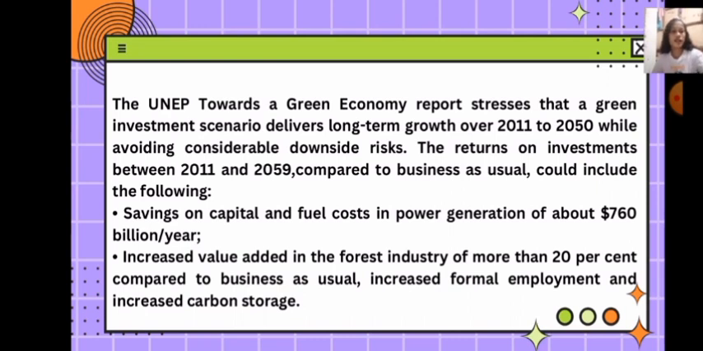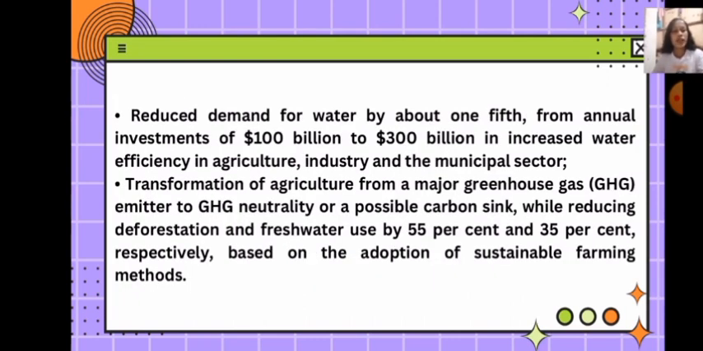So next, reduce demand for water by about one fifth from annual investments of 100 billion to 10 billion, increase water efficiency in industry and municipal sectors. Then transformation of agriculture from a major greenhouse gas emitter to GHG neutrality or a possible carbon sink, while reducing deforestation and freshwater use by 55% and 35% respectively, based on the adoption of sustainable farming methods.